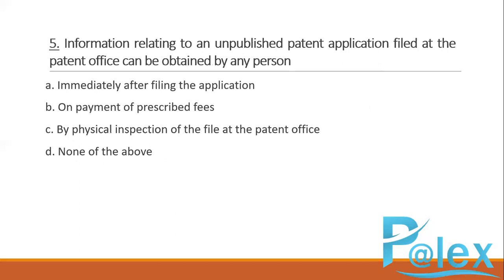Question number 5, information related to an unpublished patent application. Application which is not published and filed at the Indian Patent Office can be obtained by any person. Now the options are immediately after filing the application, on payment of prescribed fees, by physical inspection of the file at the patent office, and D is none of the above. Now the patent application before publication is actually secret. No one has access to it. Even the patent office doesn't have access to it actually. So the correct answer here is none of the above.